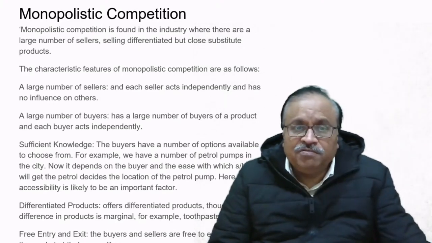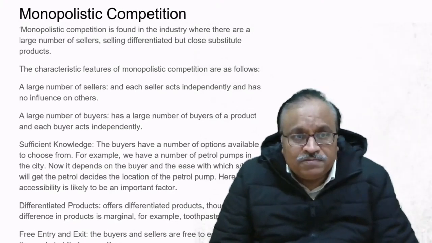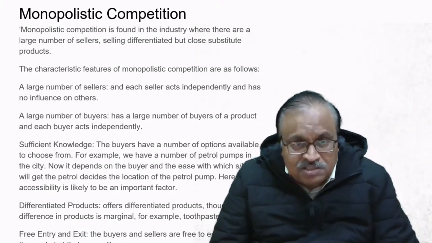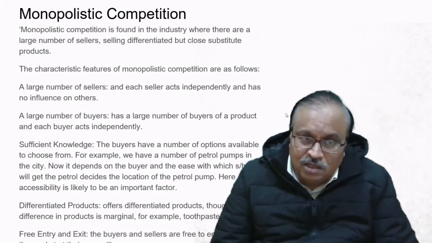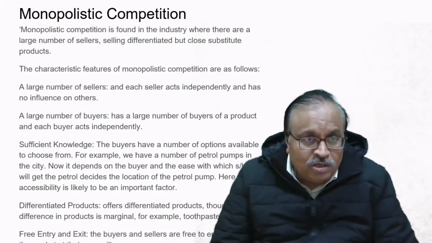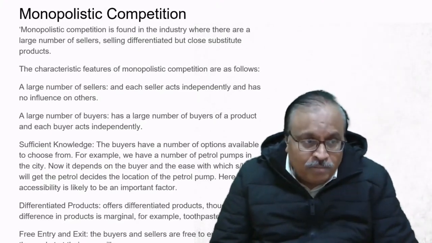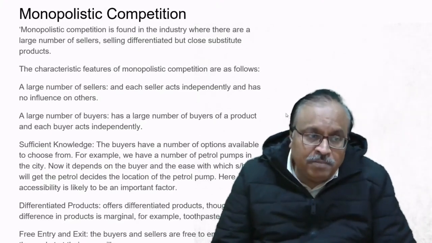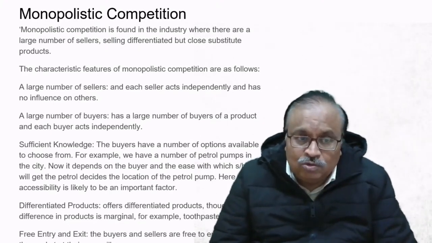The characteristic features of monopolistic competition are as follows. A large number of sellers. Each seller acts independently and has no influence on others. Monopolistic competition also has a large number of buyers of a product, and each buyer acts independently. Sufficient knowledge: the buyers have a number of options available to choose from.